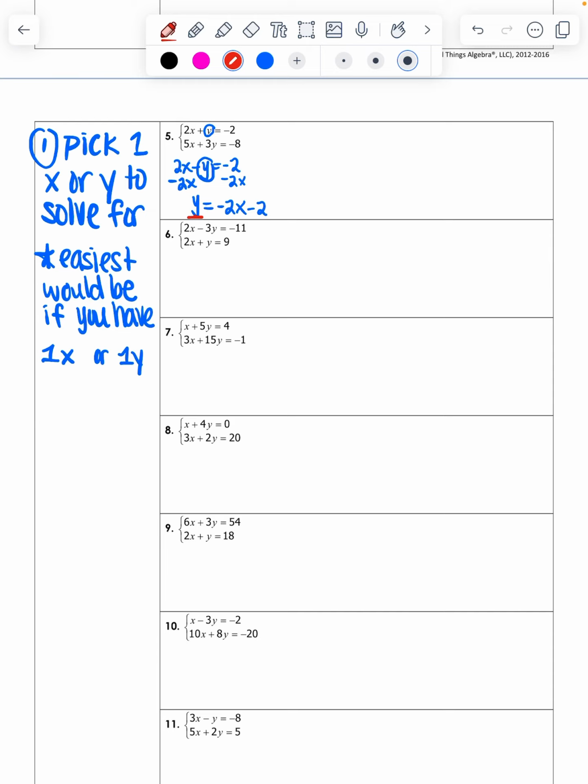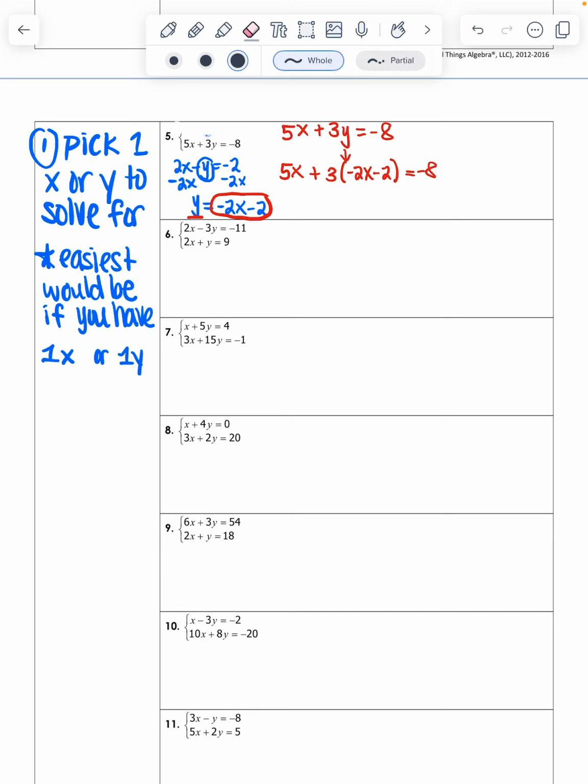Y is the teacher. -2x minus 2 is the substitute. What we're going to do is replace y with -2x minus 2. In which equation? Not the first one, because that's the one that we already rewrote. So we can't use the first one. We would use the second equation, 5x plus 3y equals -8. And we're going to straight up replace the y with -2x minus 2 completely. So it's going to look like this: 5x plus 3 times (-2x minus 2) equals -8. That is the substitution step, replacing y with what y now equals, which is -2x minus 2.